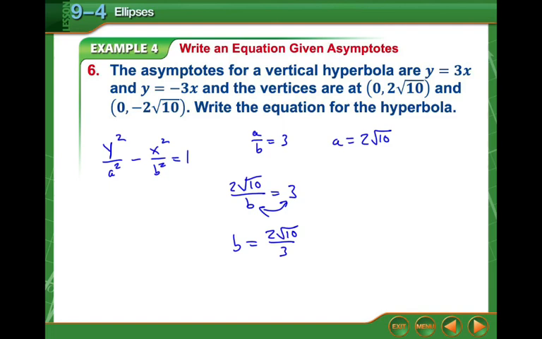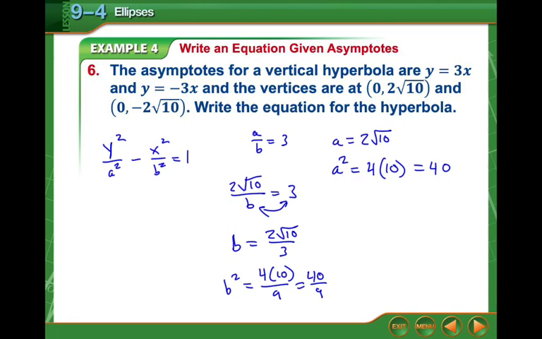But again, remember we want a squared and b squared. So a squared is going to be squaring the 2, so 4, and squaring the square root of 10 just leaves us with 10. So a squared is 40. For b squared, we're going to square everything. So the 2 squared is 4, the square root of 10 squared is 10, and the 3 squared is 9. So that's 40 over 9. And we're going to leave it as that fraction. That's a-okay, fine by me to do it like that.